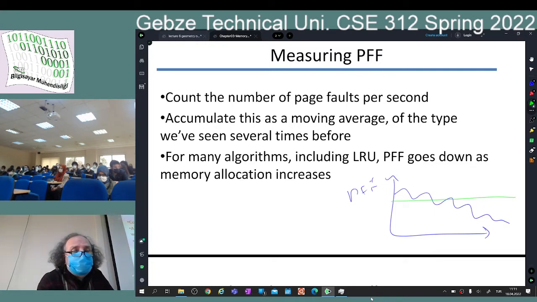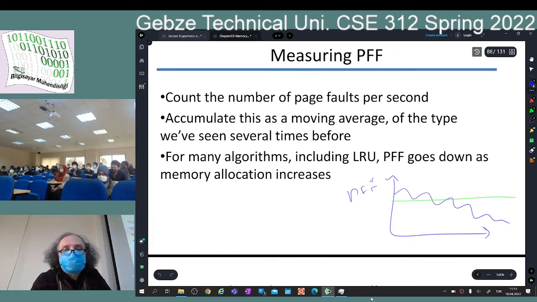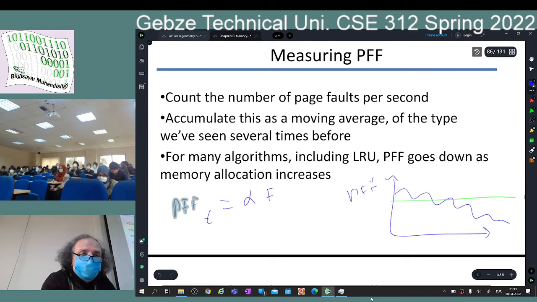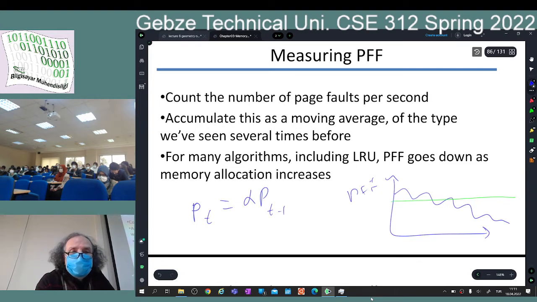Okay, it's like this. You say that my time estimation for the t value, maybe PFF t value, maybe it should be alpha times PFF at t minus 1 plus (1 minus alpha) times PFF at t.